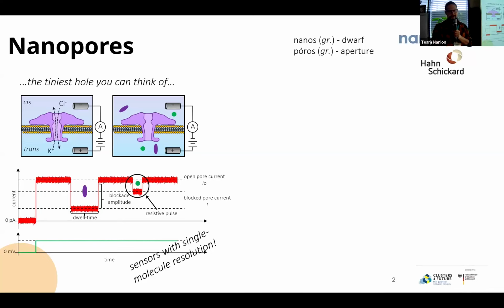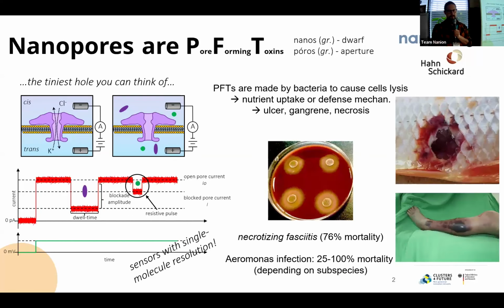Nanopores also go by the name of pore-forming toxins, and they are produced by bacteria. And these things do really nasty stuff. They can cause severe gangrene or necrosis. And depending on the type of nanopore you got an infection with, the mortality rate is extremely high and can reach up to 100%. So there is a certain interest in understanding how these nanopores work and what they really do to the cells.